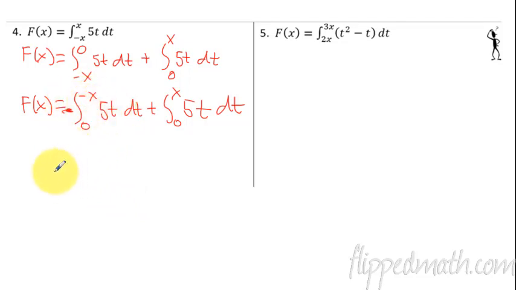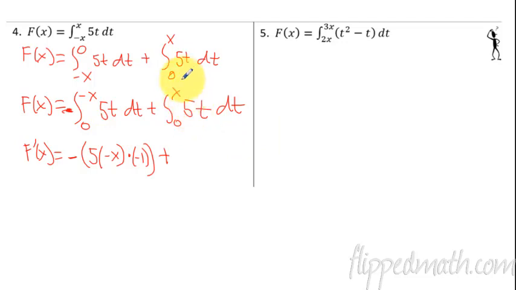So this first bit here, we're going to have f prime of x equals, so I've got the negative in front. I'm going to do an open parentheses just to keep track of what I'm doing here. And then I'll plug in 5 times this upper bound, which is negative x. Close the parentheses. And then I have to times that by the derivative of this upper bound, which is -1. Okay, plus. So I just did this first integral.